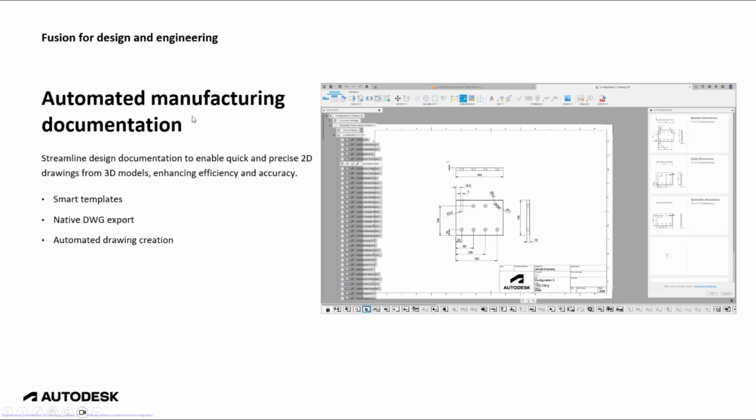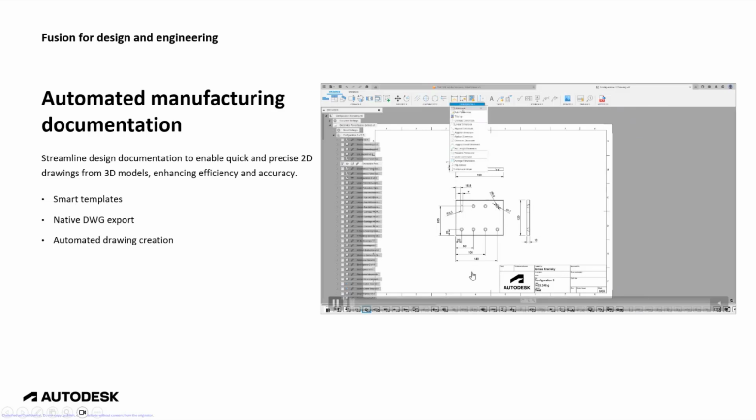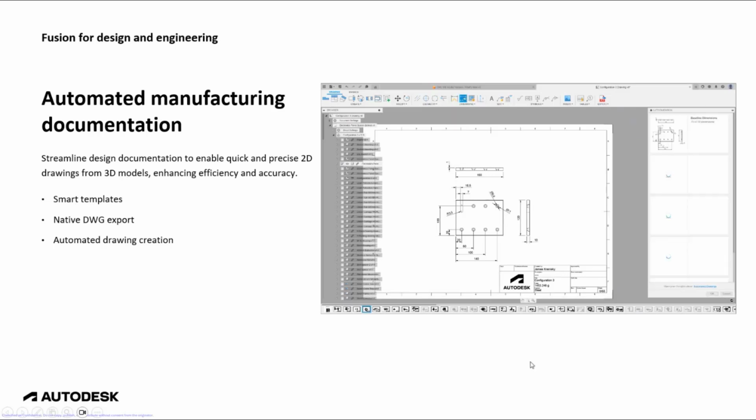Automated manufacturing documentation. Normally, when we want to do the manufacturing documentation, it takes quite some time, but right now it's automated by the Fusion system. You can see on the right side, the system has options for you to pick, and once you pick, the dimension is automatically added to the drawing.